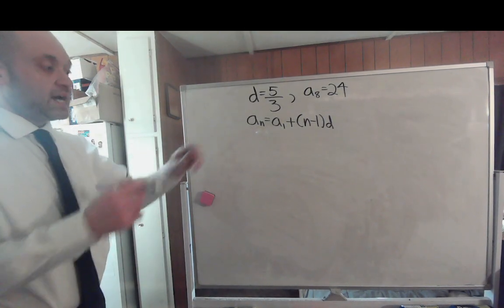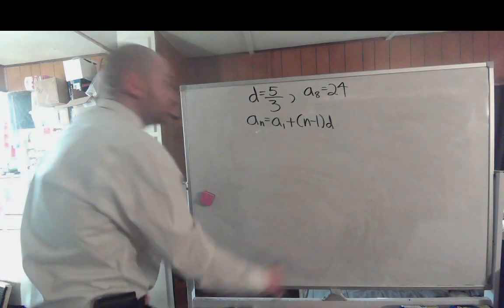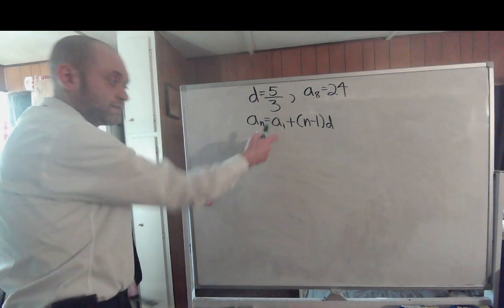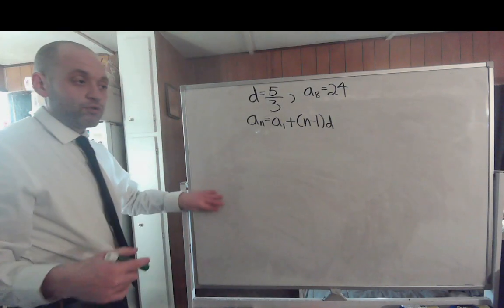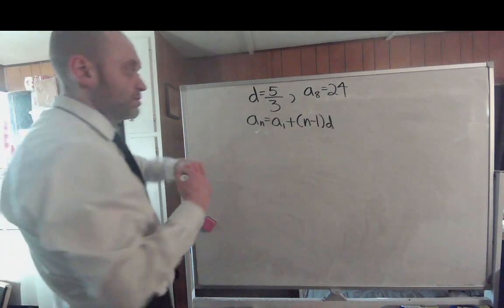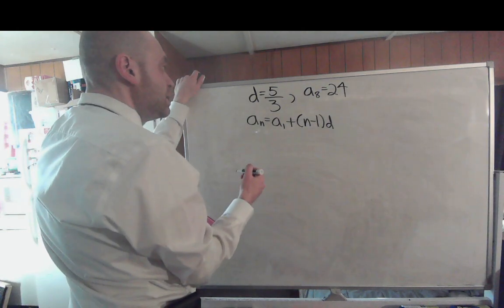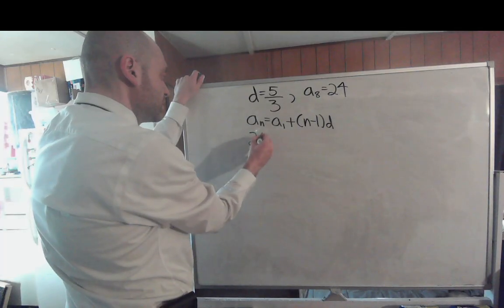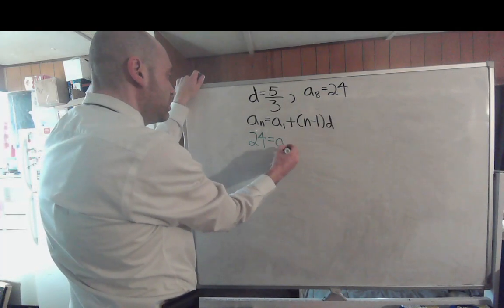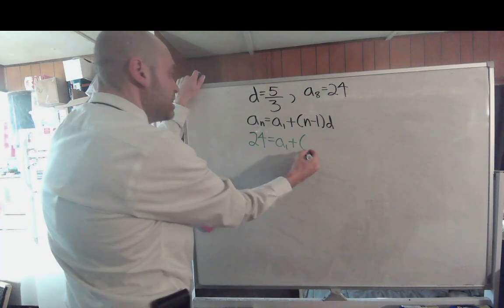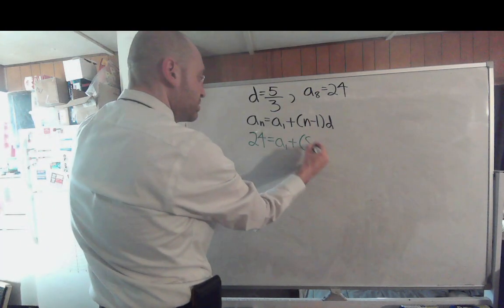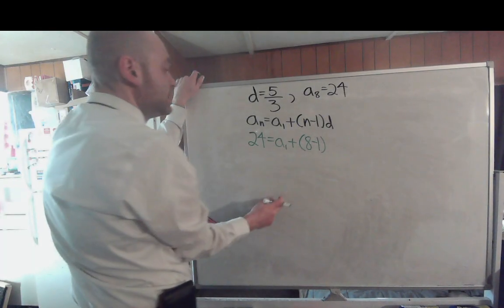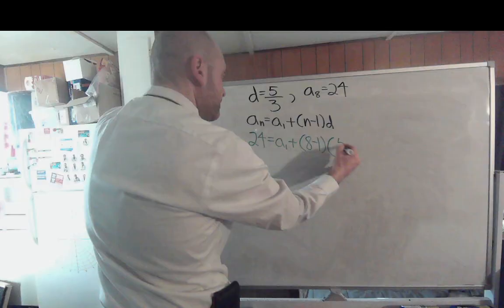Now, let's apply that to what we have here. Since we got the 8th term, we're going to have to solve for a sub 1 again before we have a prayer finding the formula for the nth term of the sequence. So we got the 8th term, a sub 8, which is 24, set that equal to a sub 1, plus now they gave you the 8th term, so you'll put in 8 minus 1 times that 5/3 quantity.